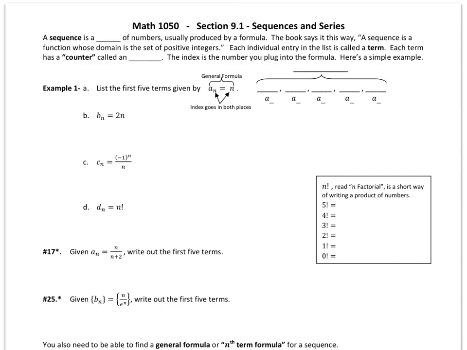Okay, so again, a sequence is a list of numbers, usually produced by a formula. The book says it this way: a sequence is a function whose domain is a set of positive integers. Whoa, what does that mean? Now each individual entry is called a term. So you're going to have like the first term, second term, third term, fourth term of a sequence, all the way up to the nth term, if you will. Each term has a counter, and that counter is called the index.